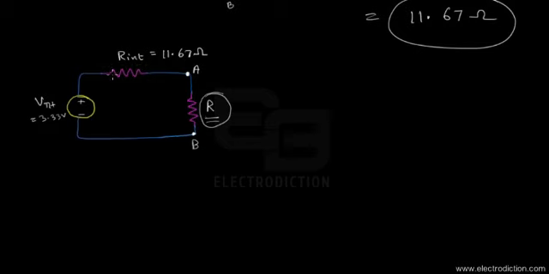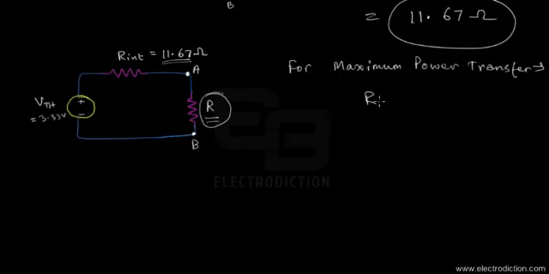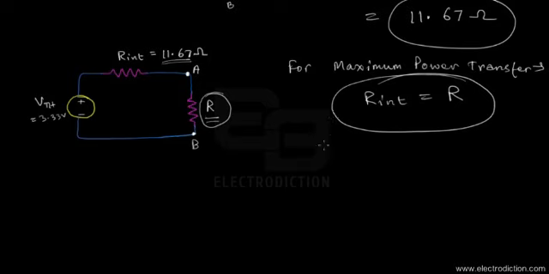So over here we can see that the internal resistance of the network is about 11.67 ohms approximately. So if the resistor R is supposed to dissipate maximum power, I'll just write down over here: for maximum power transfer, the condition that should be followed is that R internal must be equal to R. That's it. So this would be the condition for maximum power transfer.